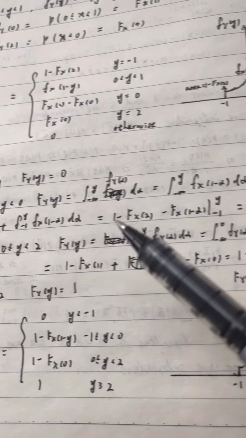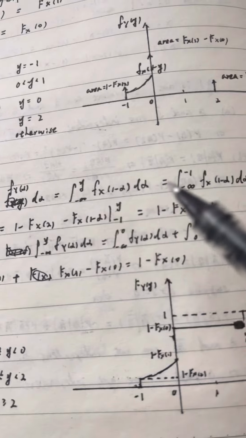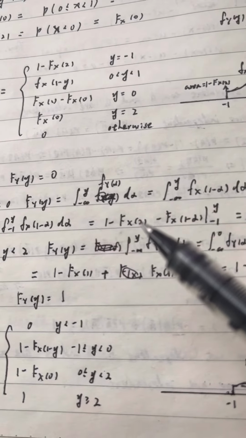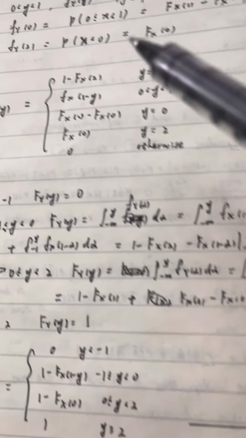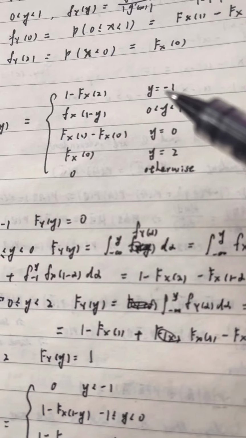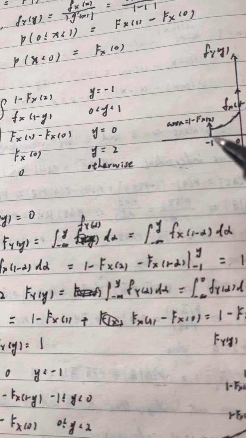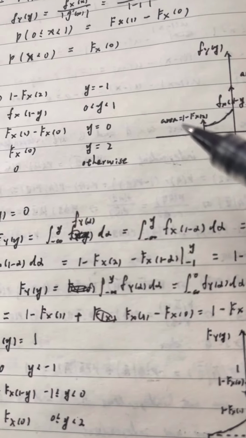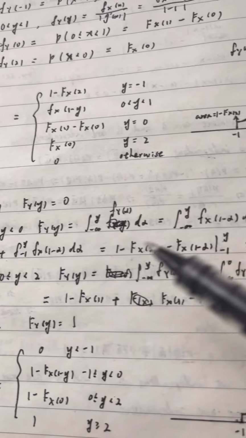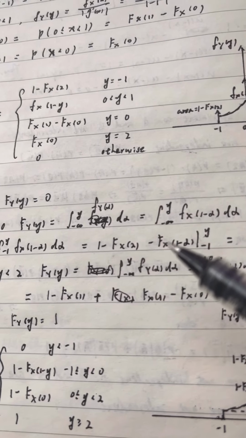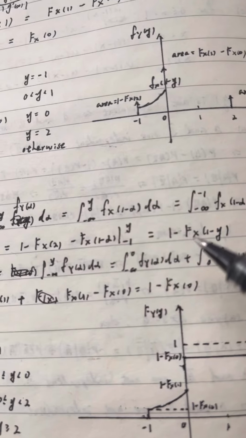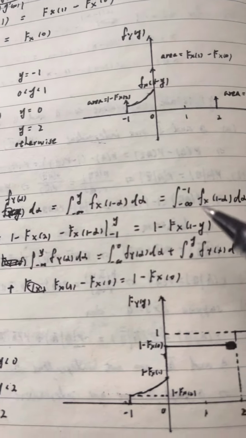And the first part is just equal to 1 minus F_X(2), because it's the impulse function at y equals -1, and the integral is just the area, so it's equal to 1 minus F_X(2). And the second part we can derive is this term, and it equals 1 minus F_X(1 minus y).